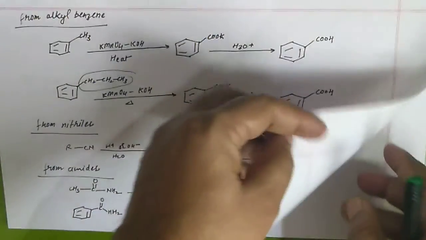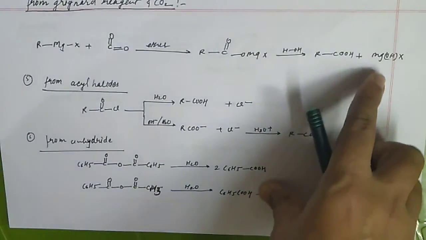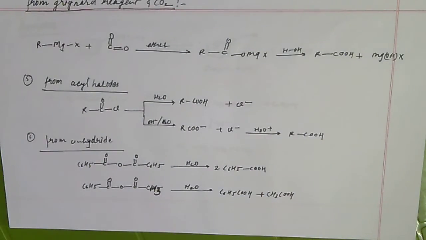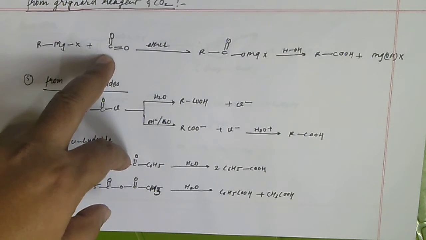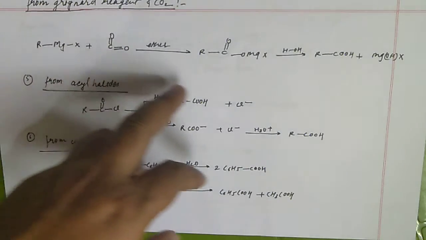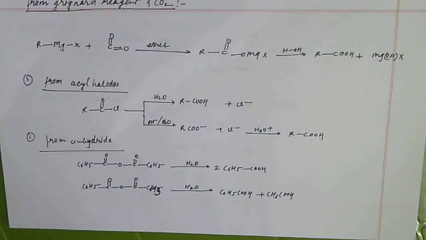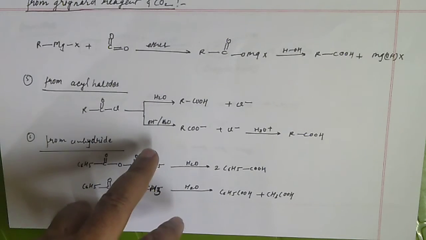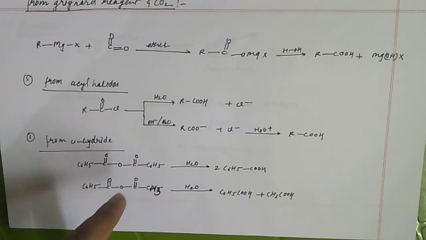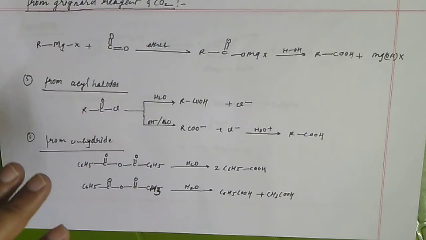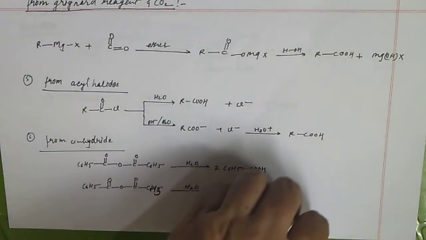Now let us move to another method of preparation of carboxylic acid. The next method is from Grignard reagent and carbon dioxide. The Grignard reagent will attack like a nucleophilic substitution reaction and give an intermediate, which on hydrolysis will give the carboxylic acid. And from the acyl halide, if you treat the acyl halide with water, it will give the carboxylic acid by a simple method. From anhydrides, all the anhydrides on hydrolysis will give the carboxylic acid.